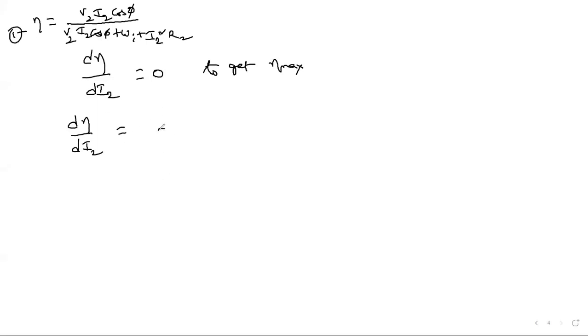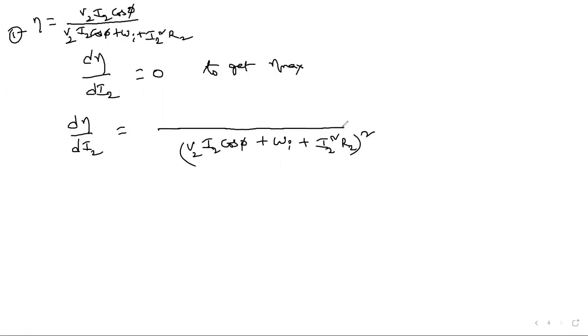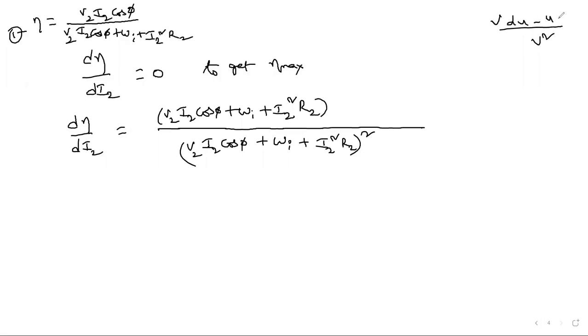Use the U by V formula that I mentioned in the last class. V2 I2 cos phi plus Wi plus I2 square R2, whole square. This is your V. Now V into dU. V should remain the same, so once again I write Wi plus I2 square R2, and V into dU. What is the formula? V square, V dU minus U dV. U by V formula. Now V I write in the numerator, dU. U is V2 I2 cos phi.